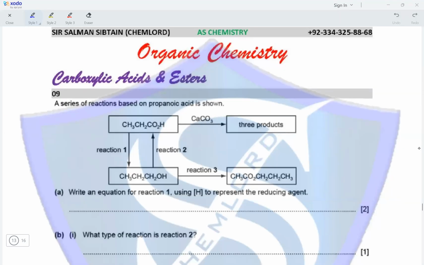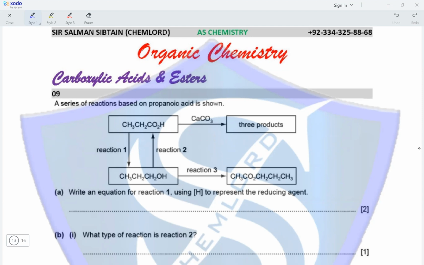Question 9. A series of reactions based on propanoic acid is shown. So, propanoic acid reacts with calcium carbonate to produce three products. In reaction 1, it is converted into propan-1-ol. In reaction 2, propan-1-ol is converted back into propanoic acid. And in reaction 3, we have propanol reacting with ethanoic acid to produce an ester, propyl ethanoate.